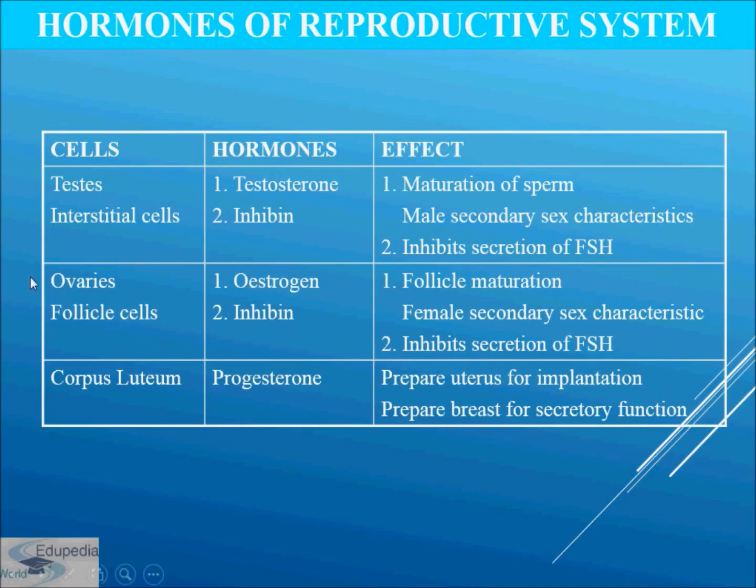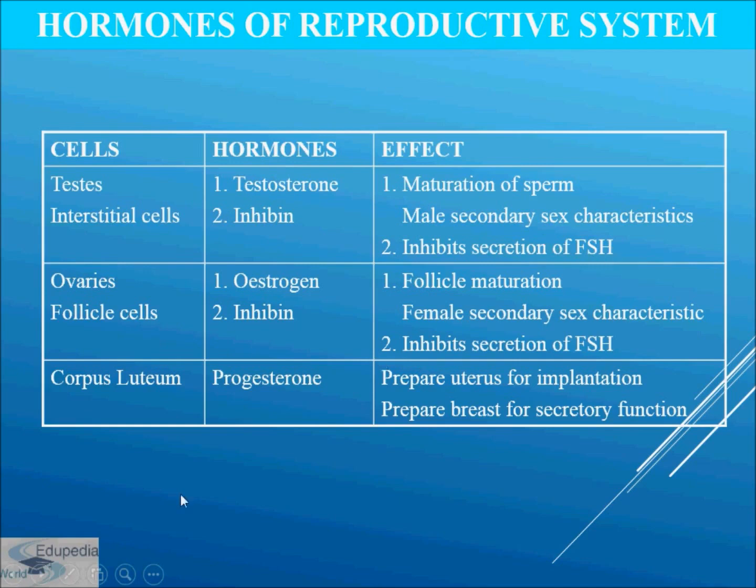See, these are the testes, interstitial cells, ovaries, follicle cells, and corpus luteum. Testes are present in males. They produce the testosterone hormone that helps in the maturation of sperm, and it maintains male secondary sex characteristics. Okay. Now what about interstitial cells? Interstitial cells produce inhibin hormone. That inhibits secretion of FSH. What is that? Follicle stimulating hormone.